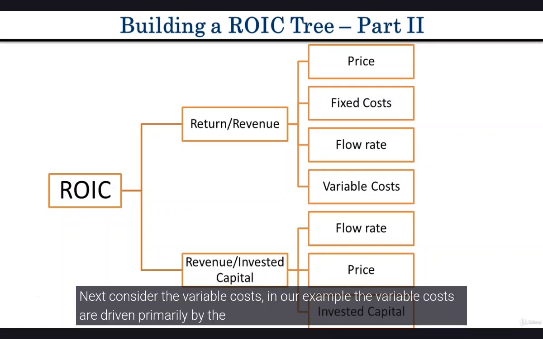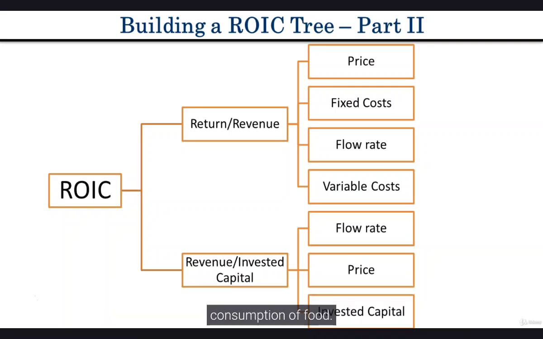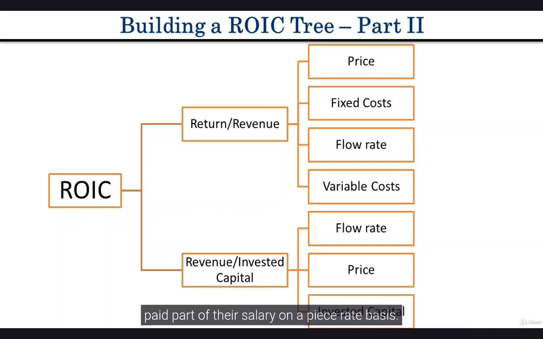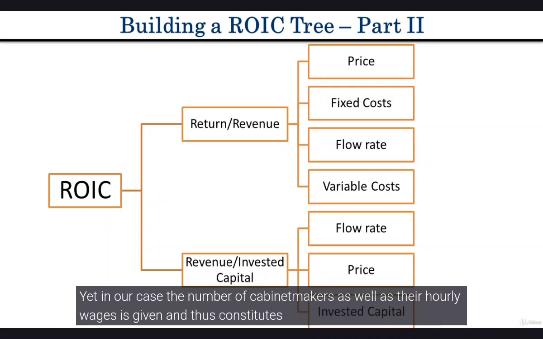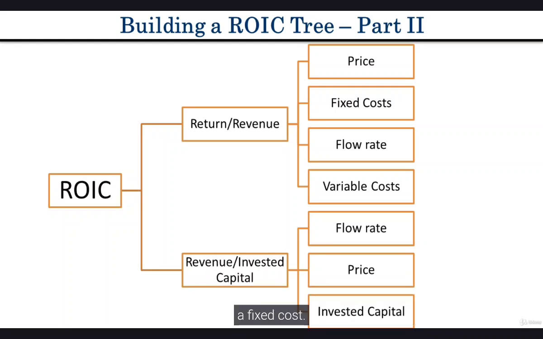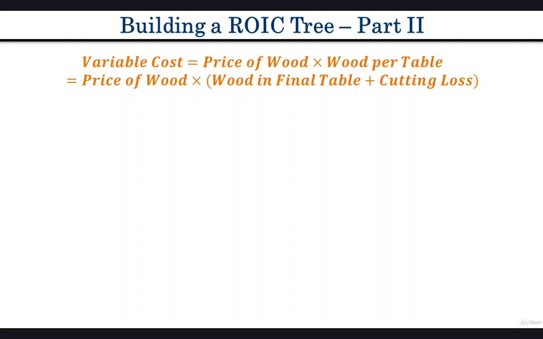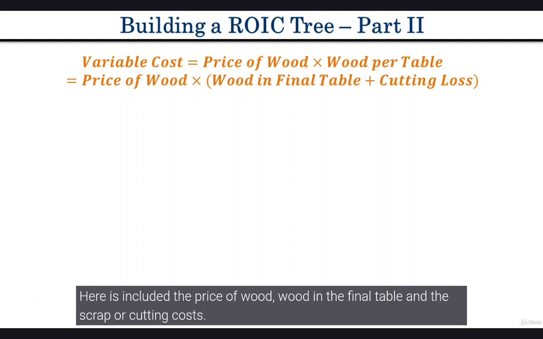Next, consider the variable costs. In our example, the variable costs are driven primarily by the consumption of wood. In some cases, one also could consider the cost of labor as a variable cost, especially if workers get paid part of their salary on a piece rate basis. Yet in our case, the number of cabinet makers, as well as their hourly wages, is given and thus constitutes a fixed cost. Focusing on wood expenses, we can write the variable cost of a piece of furniture in this way. Here is included the price of wood, wood in the final table, and the scrap or cutting loss.